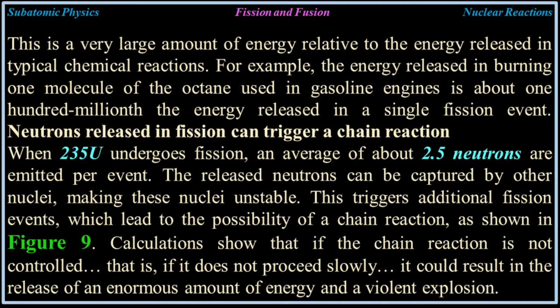Neutrons released in fission can trigger a chain reaction. When uranium-235 undergoes fission, an average of about 2.5 neutrons are emitted per event. The released neutrons can be captured by other nuclei, making these nuclei unstable. This triggers additional fission events, which lead to the possibility of a chain reaction, as shown in Figure 9. Calculations show that if the chain reaction is not controlled, that is, if it does not proceed slowly, it could result in the release of an enormous amount of energy and a violent explosion.